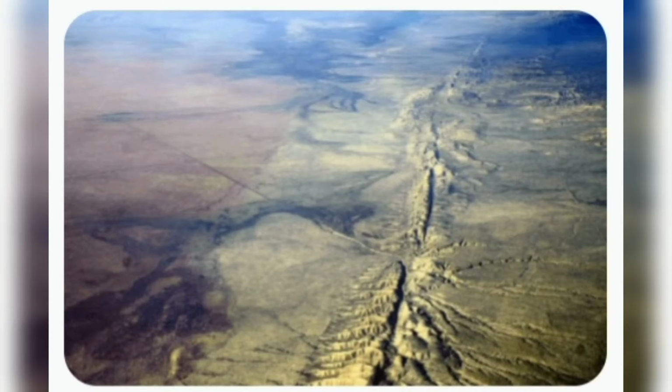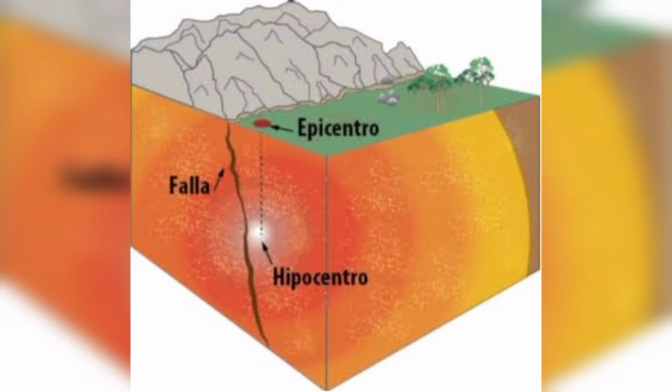The location where an earthquake begins is called the epicenter. An earthquake's most intense shaking is often felt near the epicenter. However, the vibrations from an earthquake can still be felt and detected hundreds or even thousands of miles away from the epicenter.